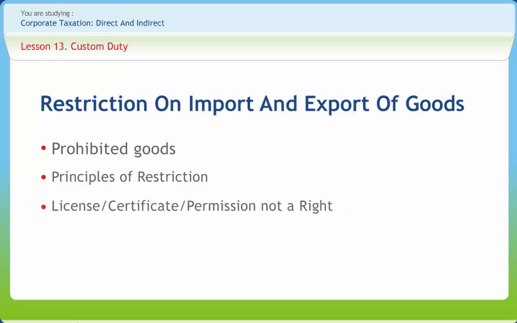No person may claim a license or certificate of permission as a right, and the Director General of Foreign Trade or the licensing authority shall have the power to refuse to grant or renew a license, certificate or permission in accordance with the provisions of the Act and the rules made thereunder.